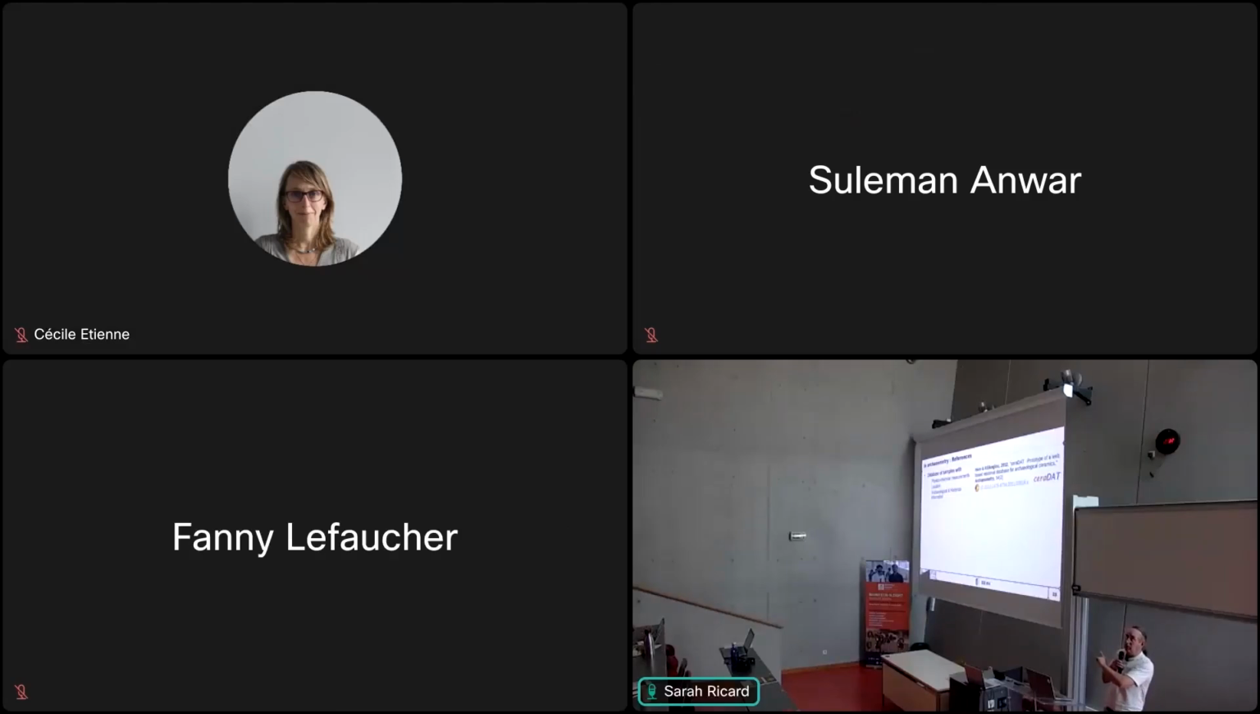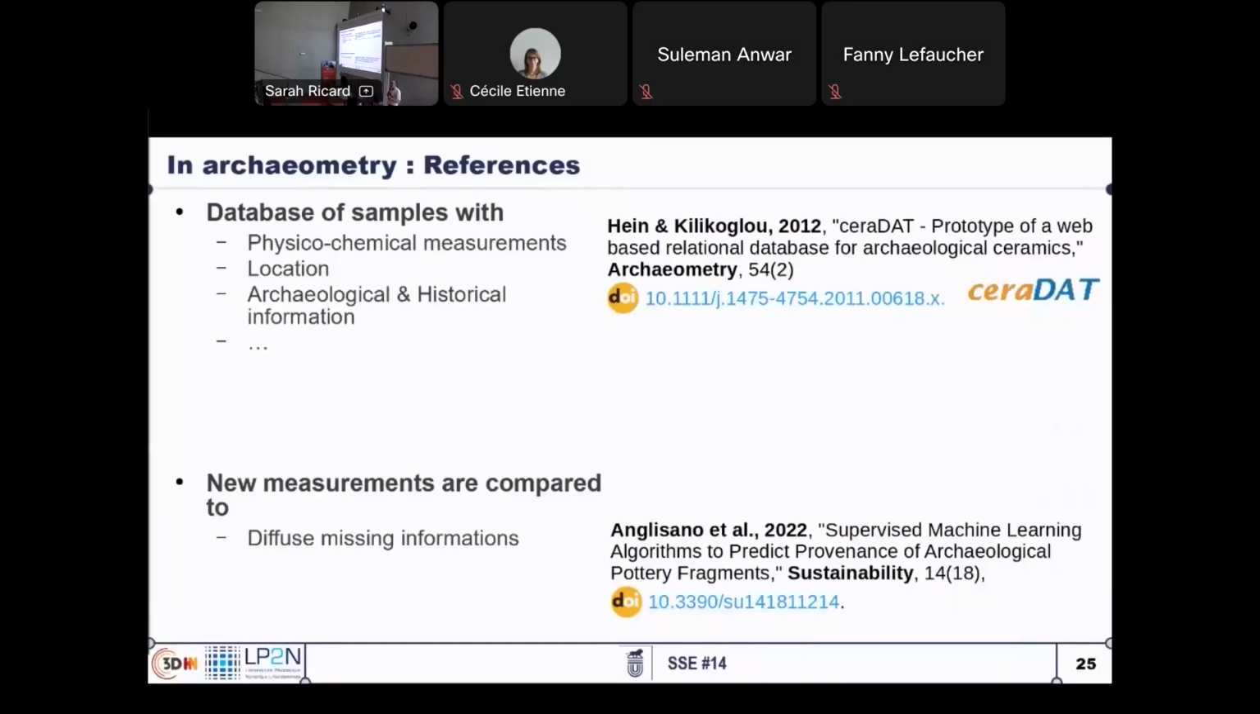Here, something that was named a reference is a database for ceramics with known composition and so on. So everyone who is studying ceramics can refer to this kind of database. And what is interesting is that once we have such a database, if we have new information, new measurements, you can compare to the existing database and see if some archaeological or historical information is missing. Perhaps by this comparison, you can diffuse this kind of information to new samples.